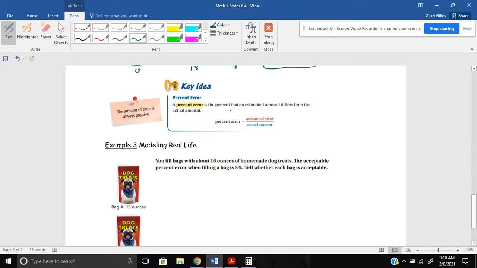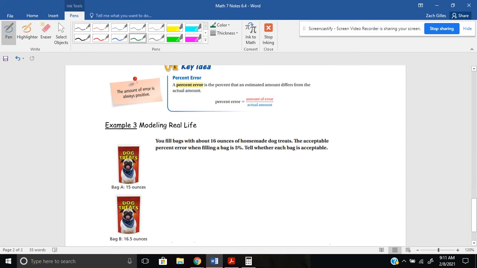So a percent error is the percent that an estimated amount differs from the actual amount. Okay? And the amount of error is always positive when we're looking at percent error. So to find percent error, we take the amount of error divided by the actual amount. Okay? So here it says you fill bags with 16 ounces of homemade dog treats. The acceptable percent error when filling a bag is 5%. Okay, so say you work at a place that does this, and it's okay if you have 5% error, but anything more than that is not acceptable. So we need to look at these two bags here and see how much error we have.